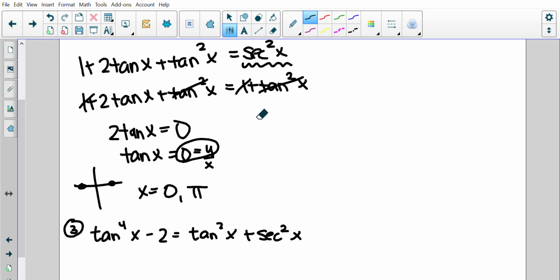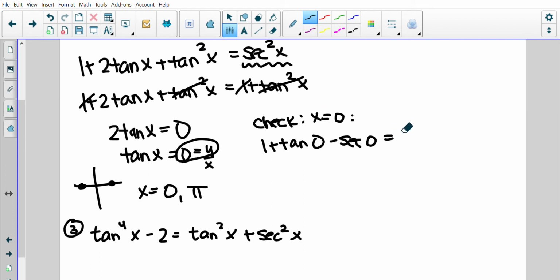But again, we'll do a quick check of our work here. I'm just going to do it quickly over here on the side. Plug into the original problem. So 1 plus tan of, let's say we check when x equals 0 first. So 1 plus tan of 0 minus secant of 0. We want to see if that's equal to 0. So we get 1 plus tan of 0 here is going to be 0 minus secant of 0, that's the reciprocal of cosine. I know cosine there is 1, and the reciprocal of 1 is 1. And that, in fact, does equal 0. So that's good. This is a good answer for us here.